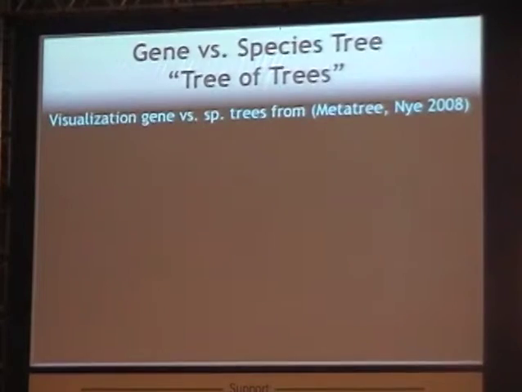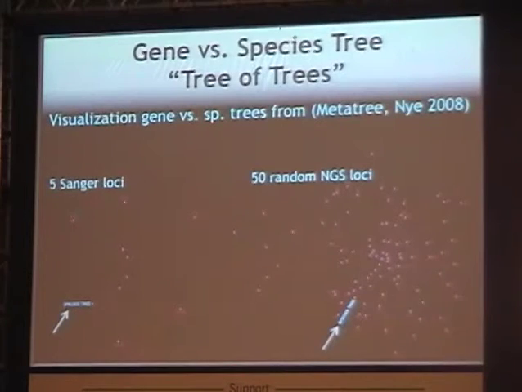So last, this isn't really an analysis, but a visualization I want to show is if we compare what those gene trees versus that 377 species tree look like. This doesn't look as good up here as it looks on my computer, because it's a little bit hard to see. Those five Sanger loci, this is a tree of trees that shows how they relate. So the five Sanger loci, if the species tree is here, each of those Sanger loci is branching off from it. None of them are identical to the species tree.